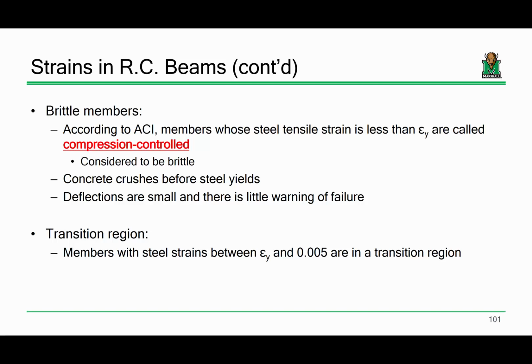Well, think about a reinforced concrete beam. You wouldn't want that to happen to a beam. You wouldn't want the concrete to crush before the steel yields, because then it fails quickly.